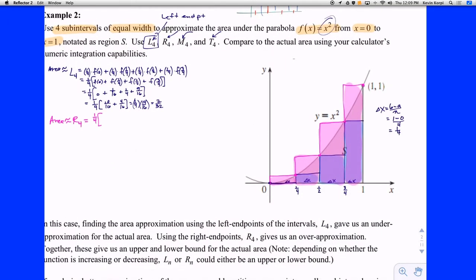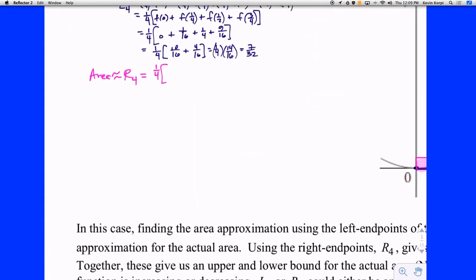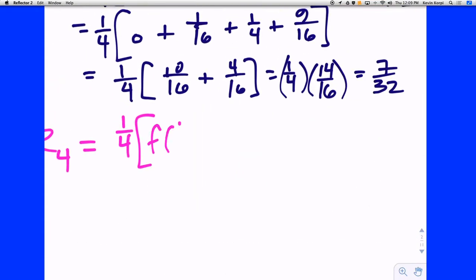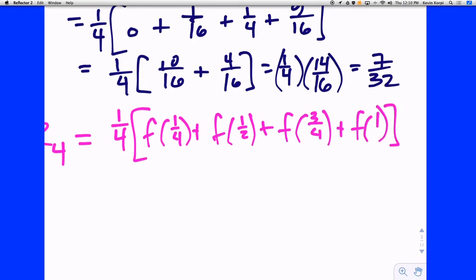Now notice the first y value I use is not f of 0. Everything is right justified now. I'm skipping the first one and using the last 4 x values. So it'll be f of 1/4 plus f of 1/2 plus f of 3/4 plus f of 1. Is that a good place to stop on a free response right there?